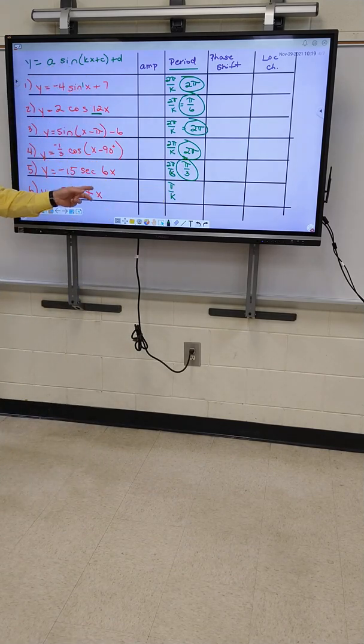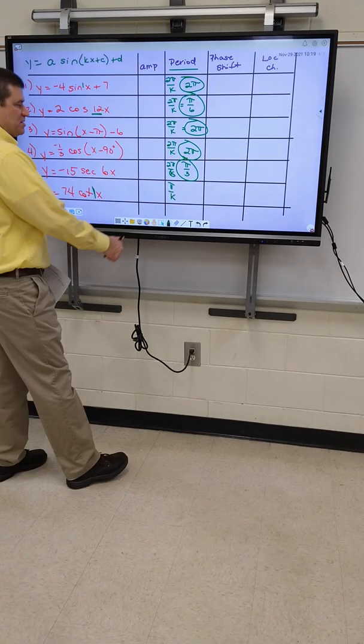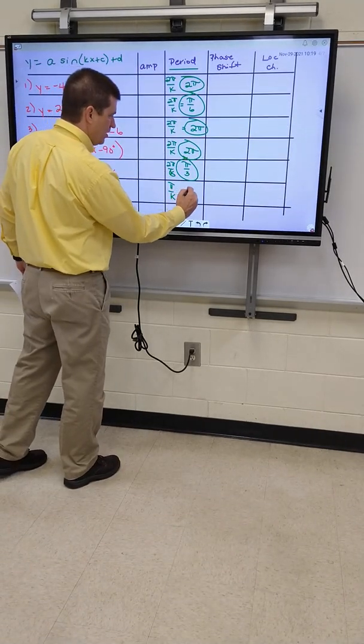All right, look at number 6. I'm back to having a 1 in front of x. But remember, this formula is different on number 6. Instead of pi over k, it'll be pi over 1, which is just pi.